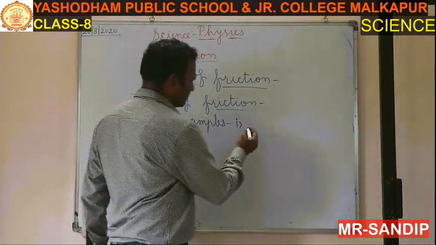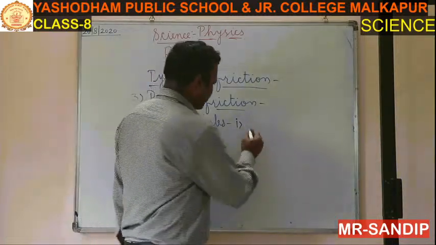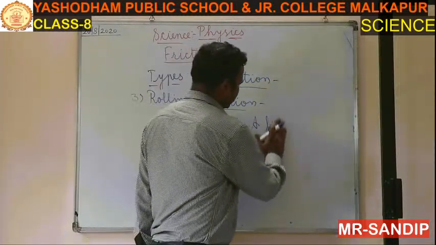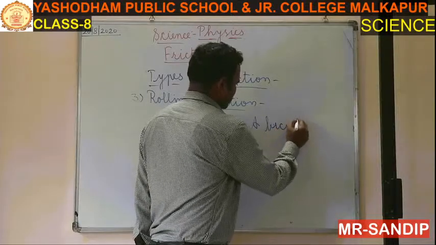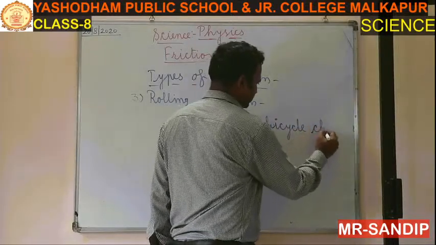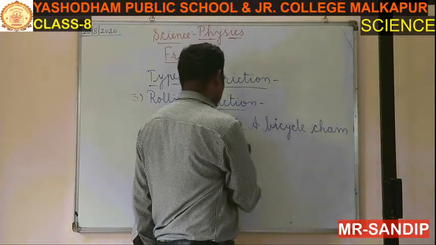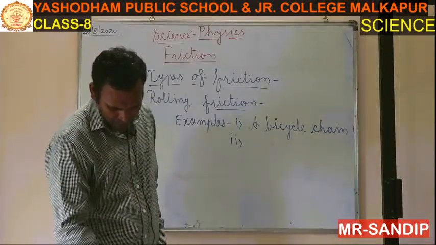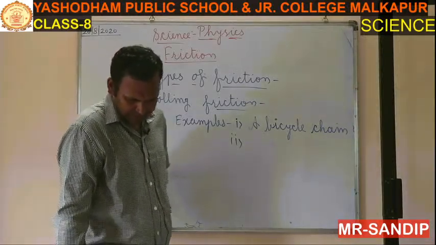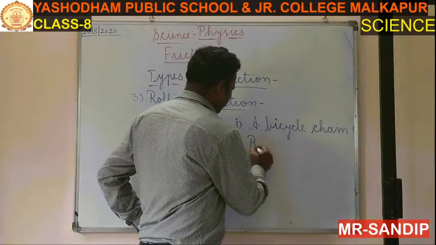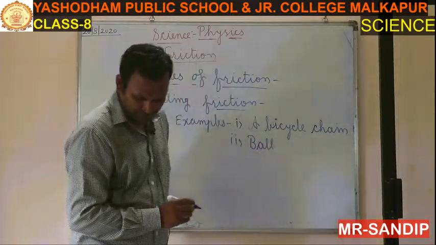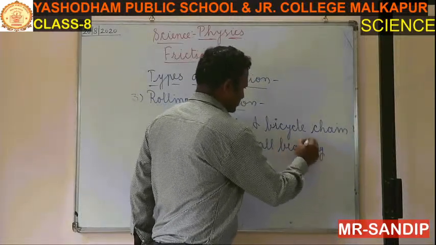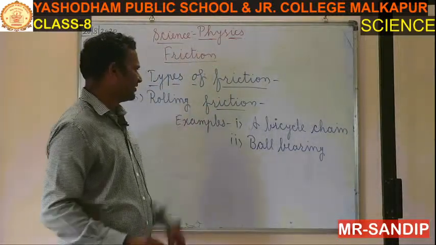Okay, I'll write here 2 examples. The first one we'll take here is a bicycle chain. That is for the rolling friction. And the second one we can take here is a ball bearing. Okay, these 2 examples we can take here for rolling friction.